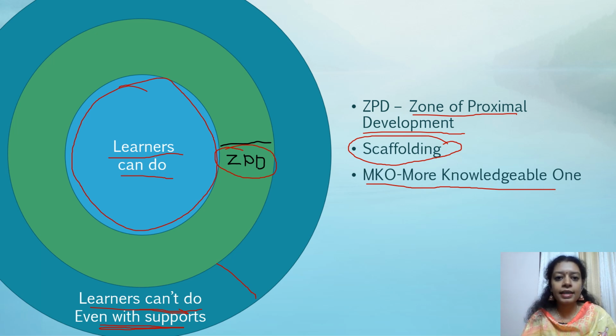I think it's clear. So the more knowledgeable one is the one who provides the scaffolding, or the more knowledgeable one offers the necessary help and guidance to the learner. And that support or scaffolding enables the learners to progress in their learning. And all of this is happening in the zone of proximal development. I think it's clear.